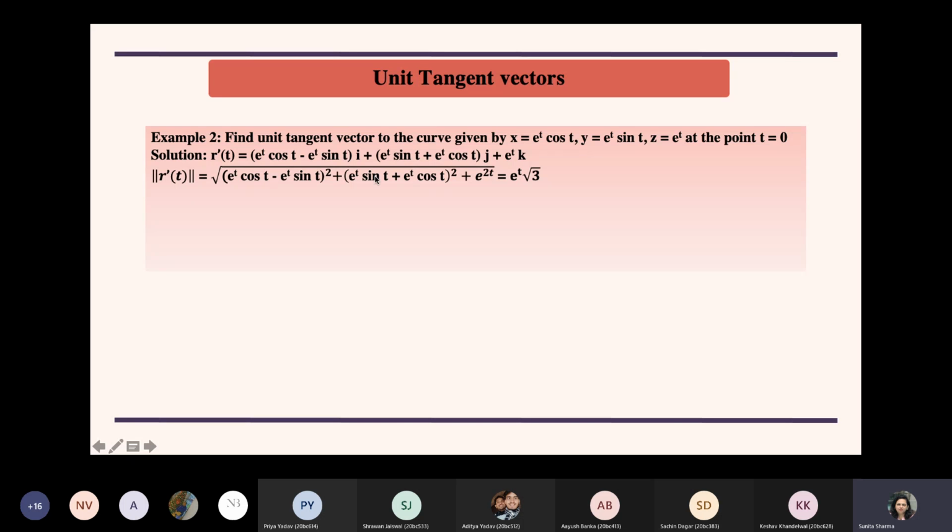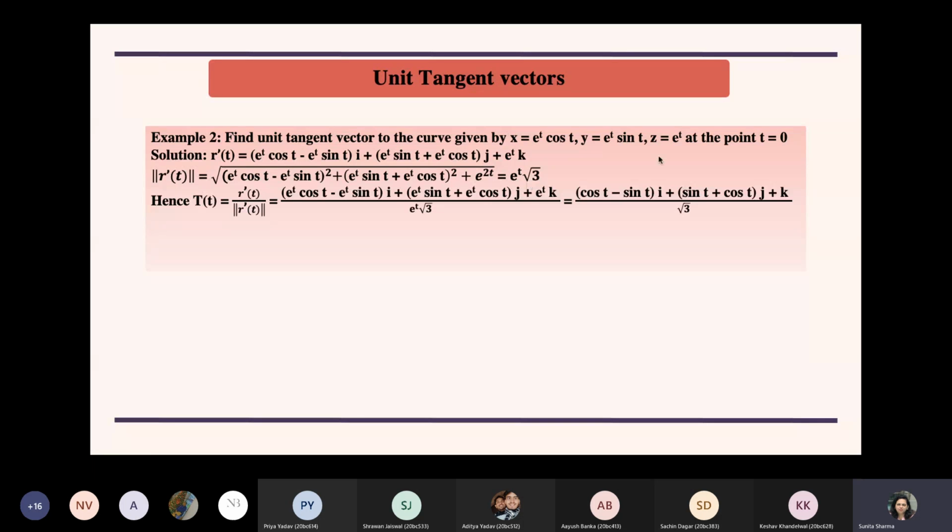So that plus 2 and minus 2 are going to cancel out, and you will be left with e to the power 2t from here and another e to the power 2t from this. So three terms of e to the power 2t you are going to get. When you take the square root, you get e to the power t into root 3. So therefore your unit tangent vector is going to have this expression.